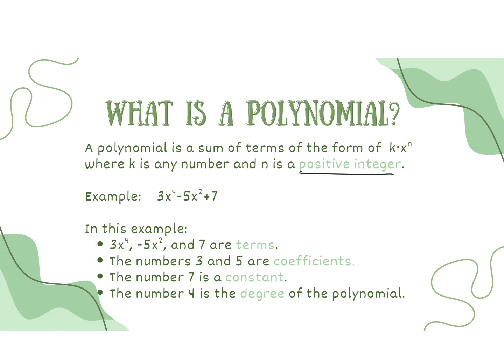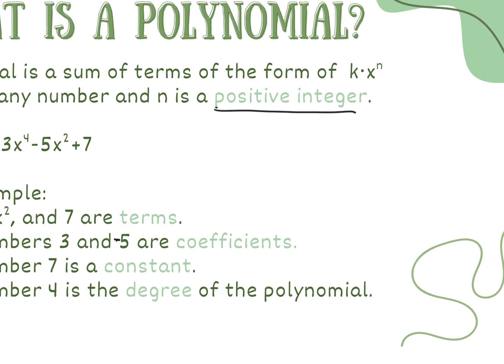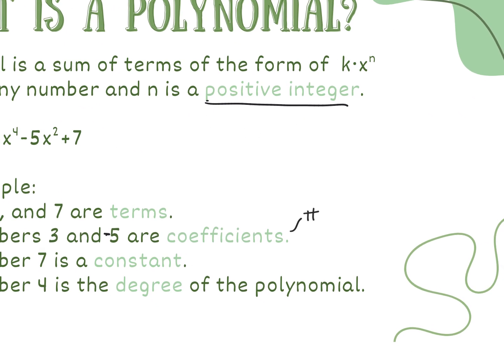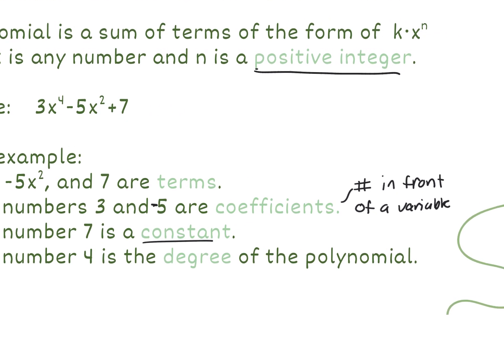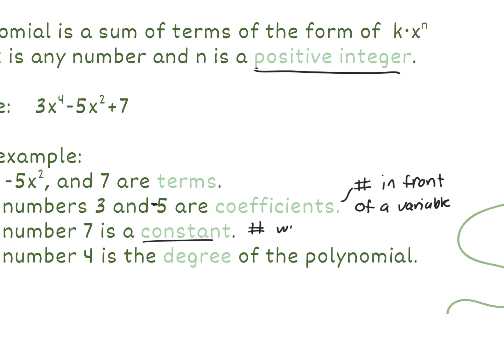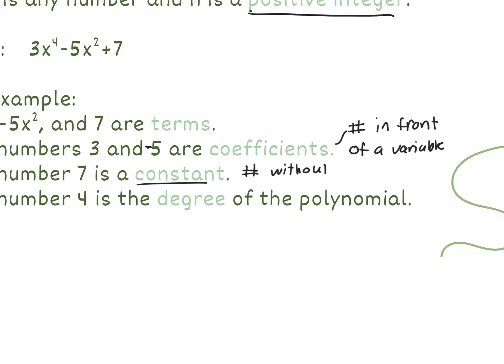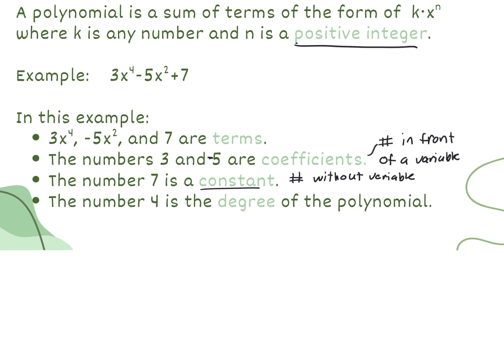The numbers 3 and 5, or this should say negative 5, are coefficients. So coefficients are just any number in front of a variable. All right, in this example, the number 7 is a constant. A constant is a number without a variable. All right, and the number 4 is the degree of a polynomial. The degree, we call that the highest exponent.